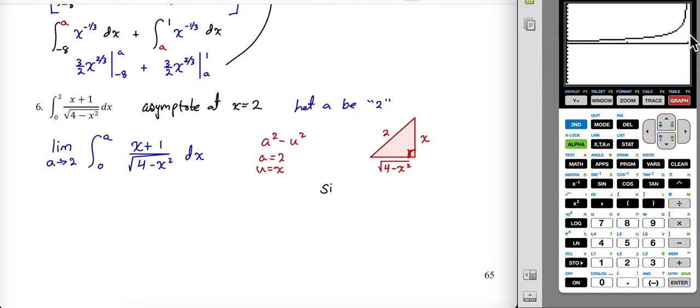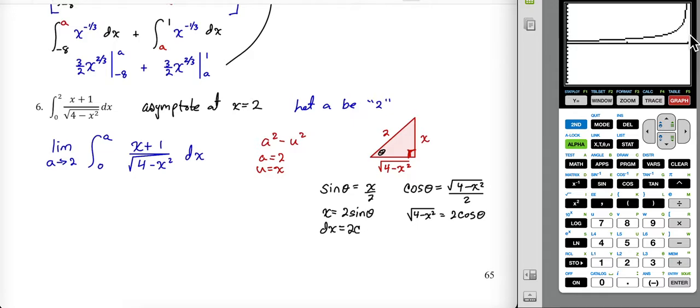So the sine of theta is equal to x over 2. The cosine of theta is equal to the square root of 4 minus x squared over 2, in which case the square root of 4 minus x squared becomes 2 cosine theta. X is equal to 2 sine theta. Dx is equal to 2 cosine theta d theta.